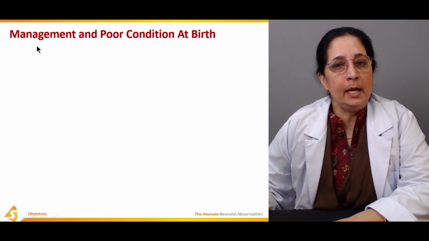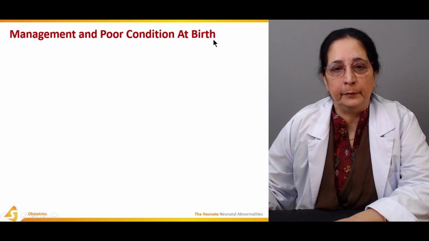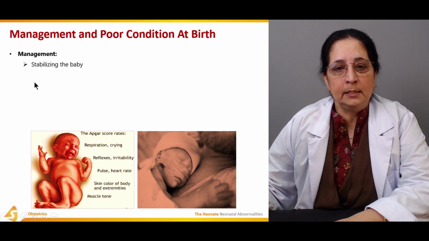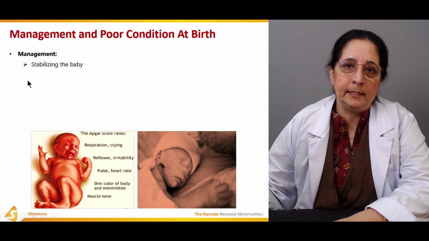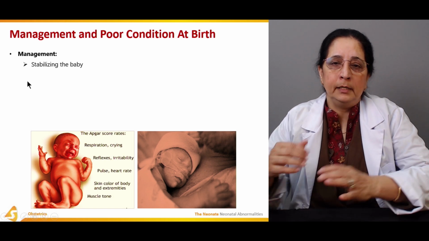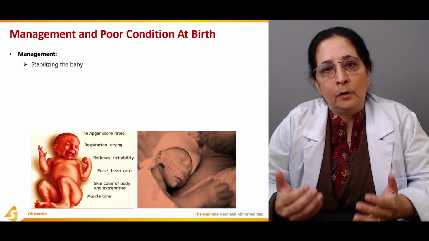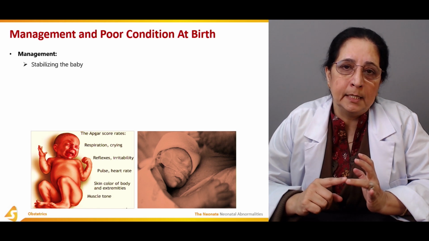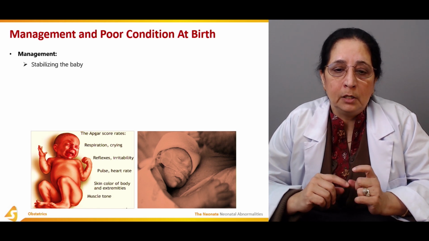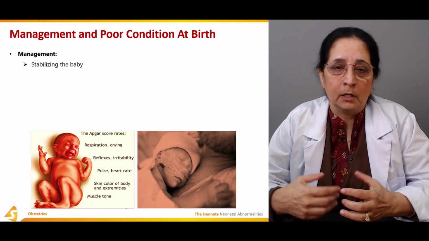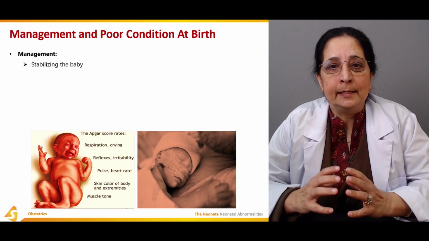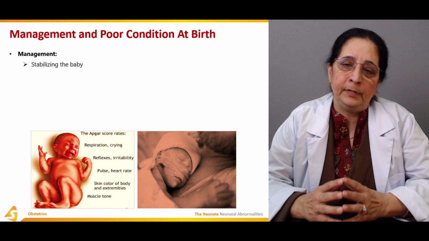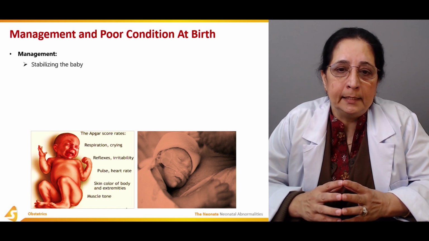Next, management of poor condition at birth. The important thing in management is stabilizing the baby depending on the Apgar score and any abnormality. If the baby is not breathing properly, if the baby didn't cry, if the tone is not good, if the heart rate is not good, all that can be handled depending on what the problem is at birth. So the main aim of the management is stabilizing the baby.